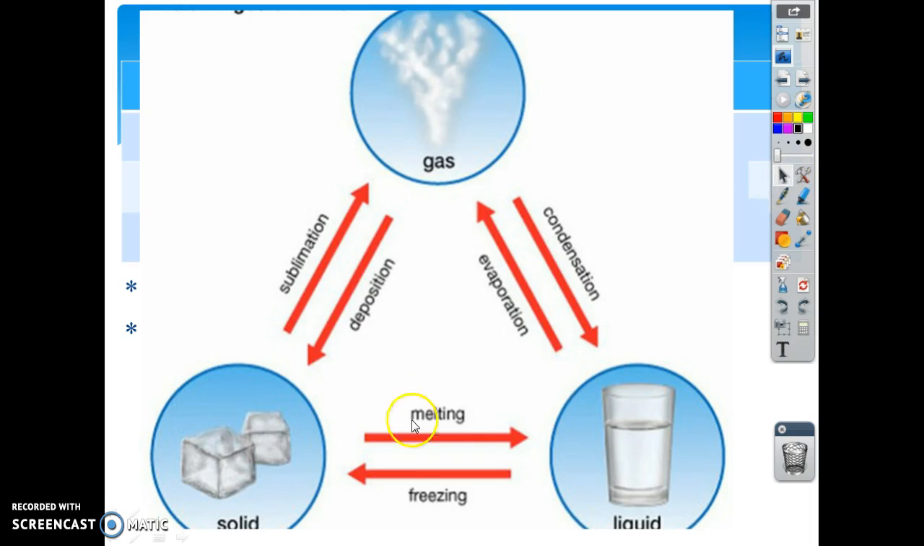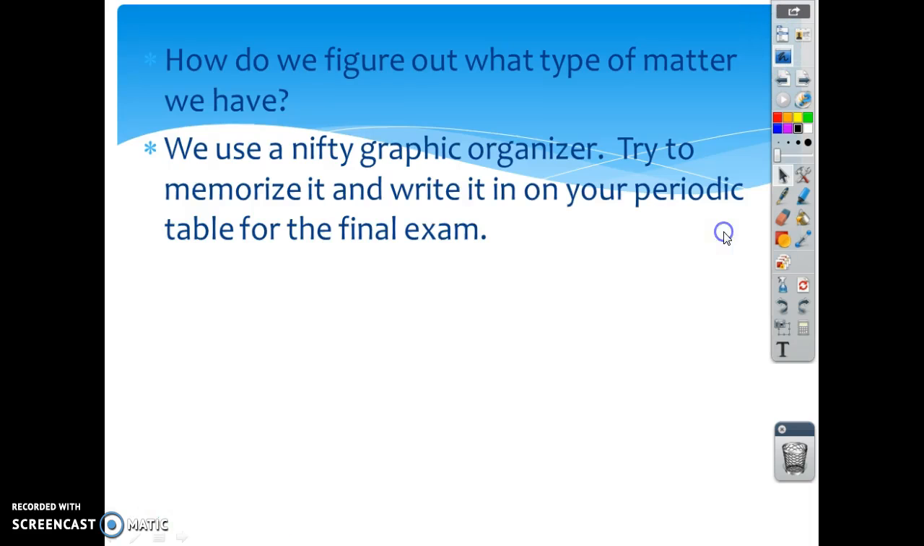In any of these cases, did I destroy matter? I absolutely didn't. I conserved my matter. All I changed was the state it was in. If we added plasma on here, it would come off of gas and it would show an electrically charged particle.